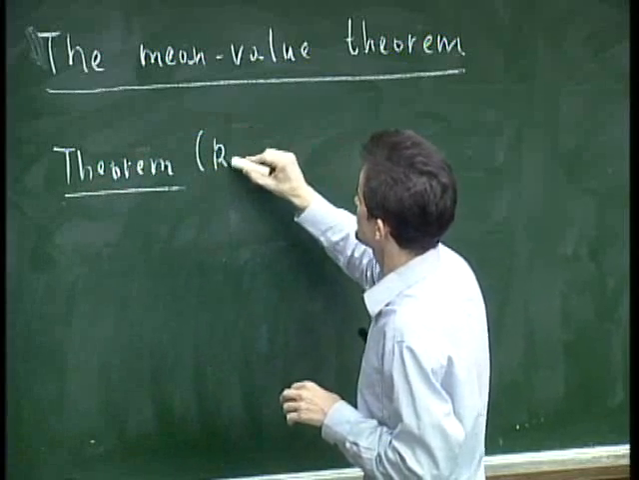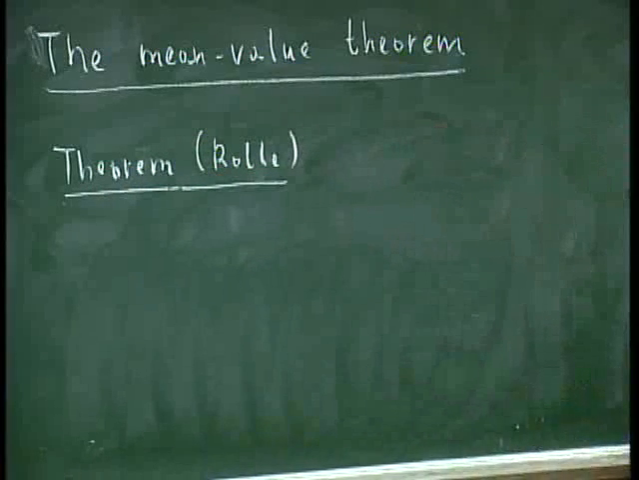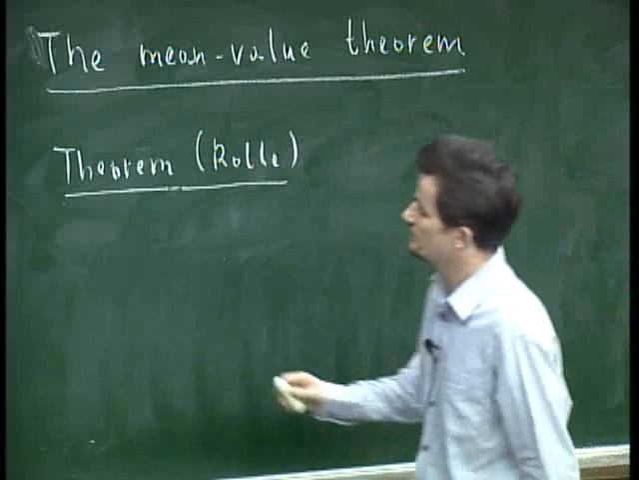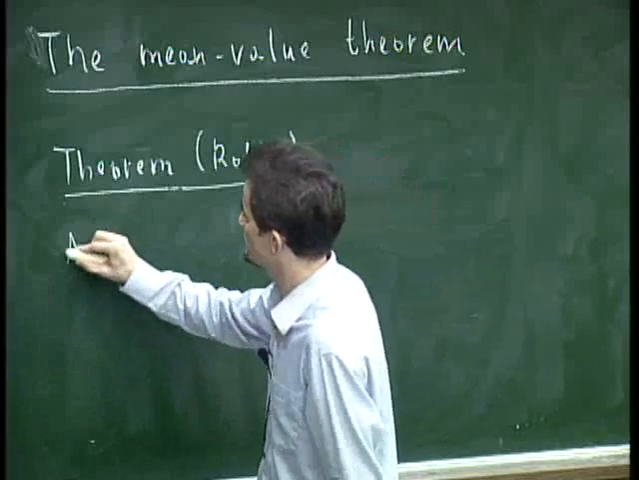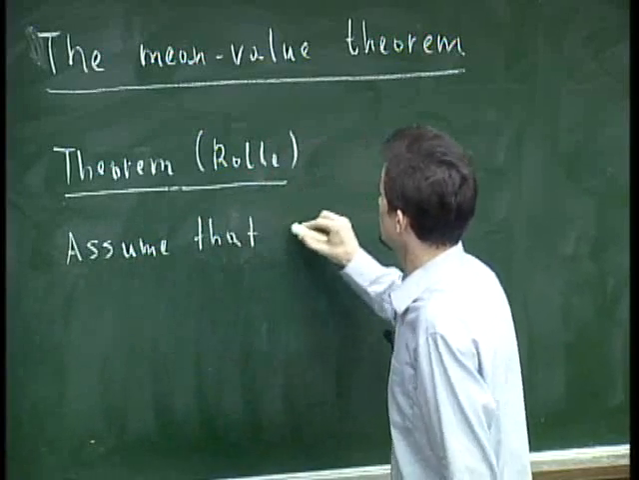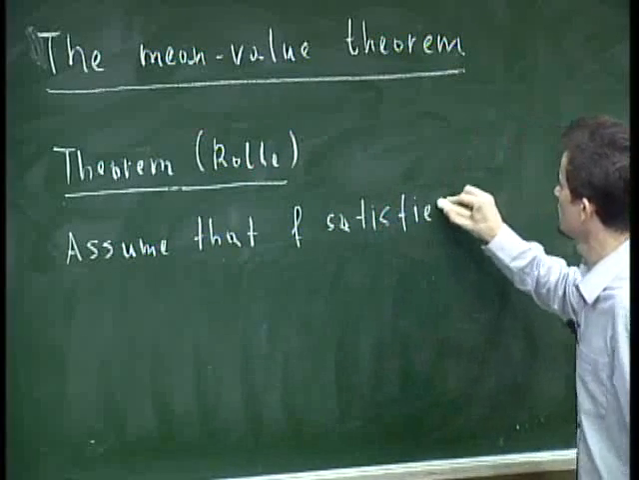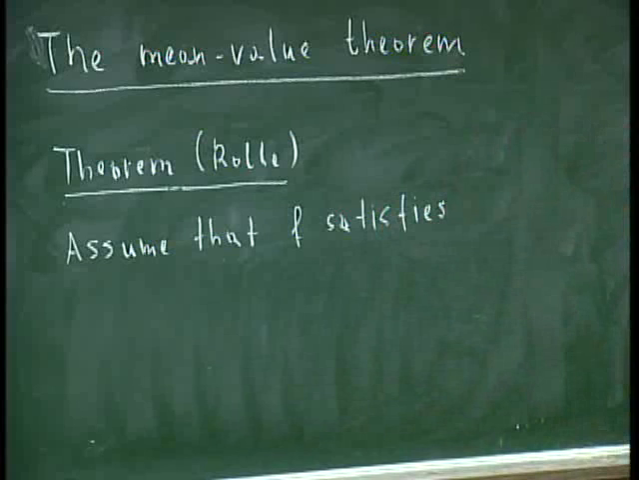Which is due to a French mathematician called Rolle. Does it have an E or not? Okay, so it's Rolle's theorem. Now, we have given a function, assume that f satisfies 3 conditions. So the function is given on a closed interval AB.